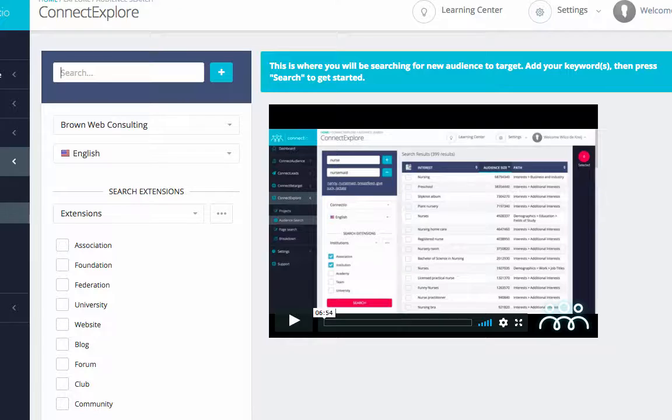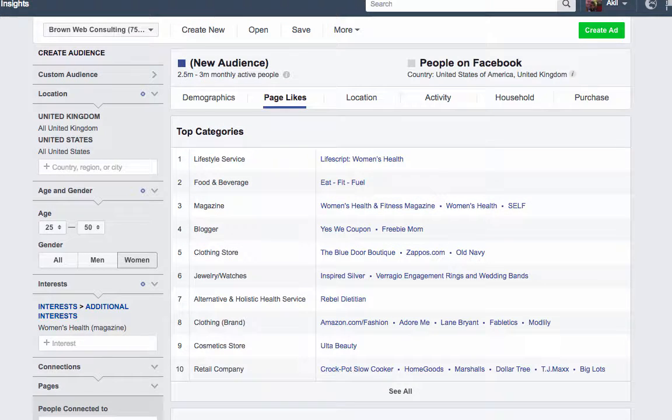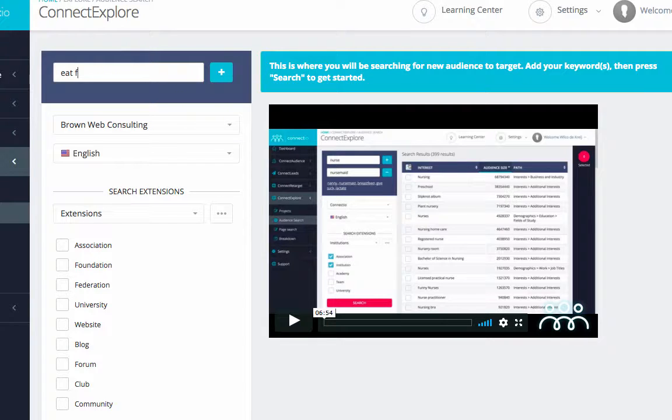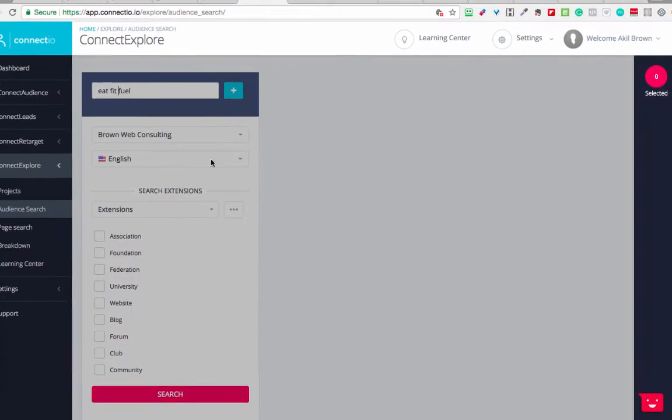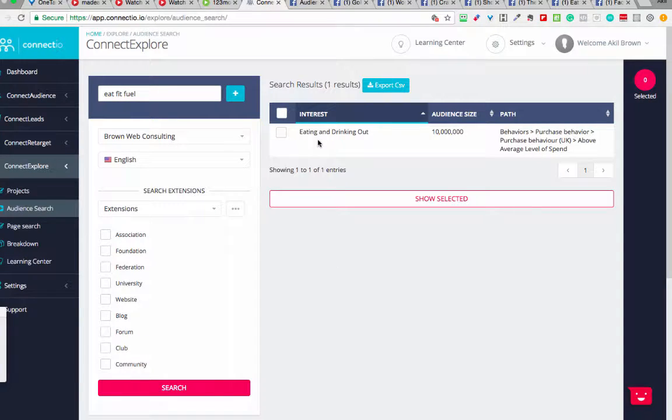But I'm going to show you this tool. The tool I've got is called Connect Explorer. So I'm going to take a particular interest, for example, one interest that we saw here on page likes, Eat Fit Fuel. Let's try that. This is my keyword, so just type that in. And this will search for pages that are related to it. So eating and drinking. This is an interest, and these will show up in the Facebook interests. And if you want to expand on that, or you want to select it, you can select it.